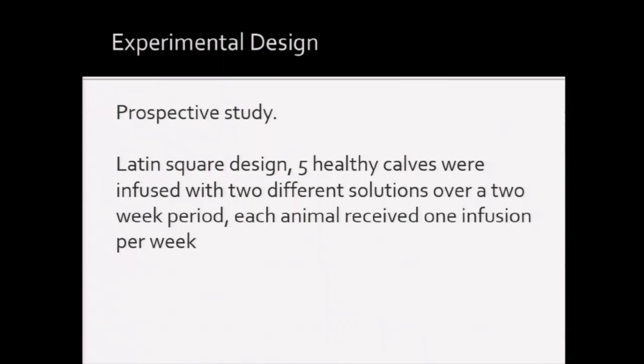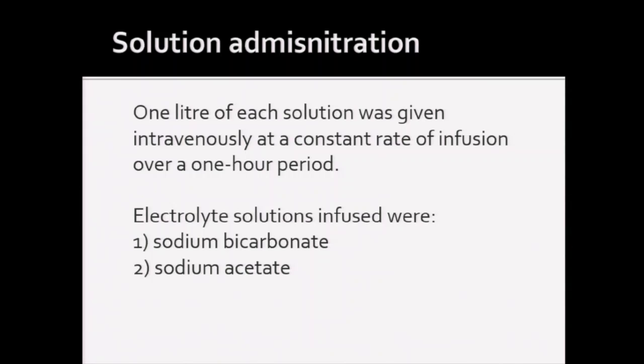They did this study as a prospective study. They used a Latin square design with 5 healthy calves, which were infused with the 2 different solutions, sodium bicarbonate and sodium acetate, over a period of 2 weeks, with each animal receiving 1 infusion per week. They gave 1 liter of each solution intravenously at a constant rate of infusion over a 1-hour period. Sodium bicarbonate and sodium acetate were the 2 treatments in this study.